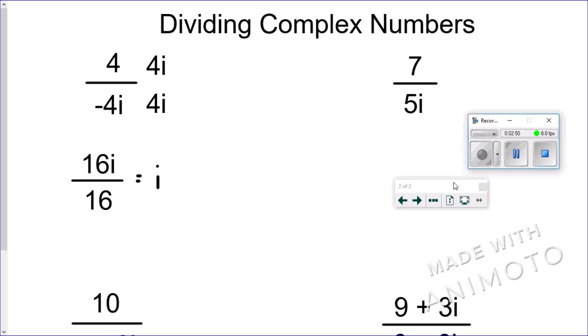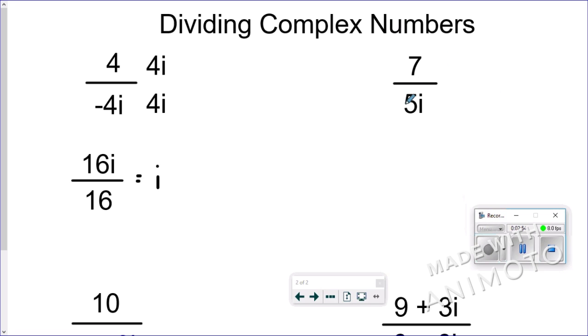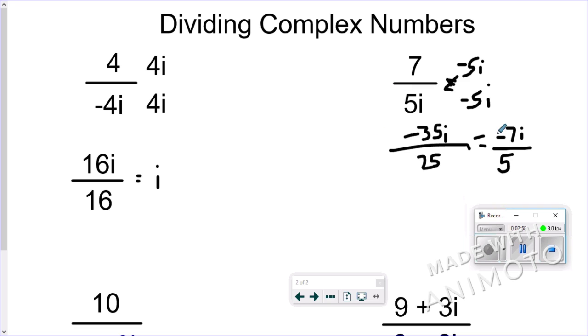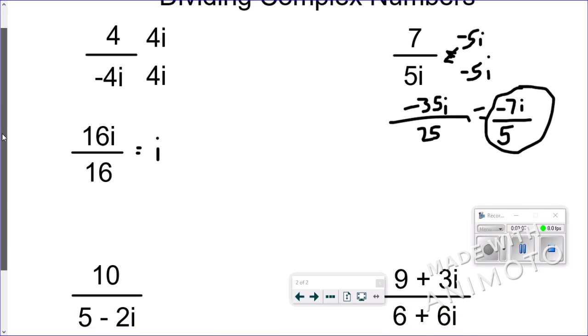Okay, why don't you pause the video and go ahead and try this one here, the 7 over 5i. All right, so this, you could break it down to negative 7i over 5. And that would be your final answer there.